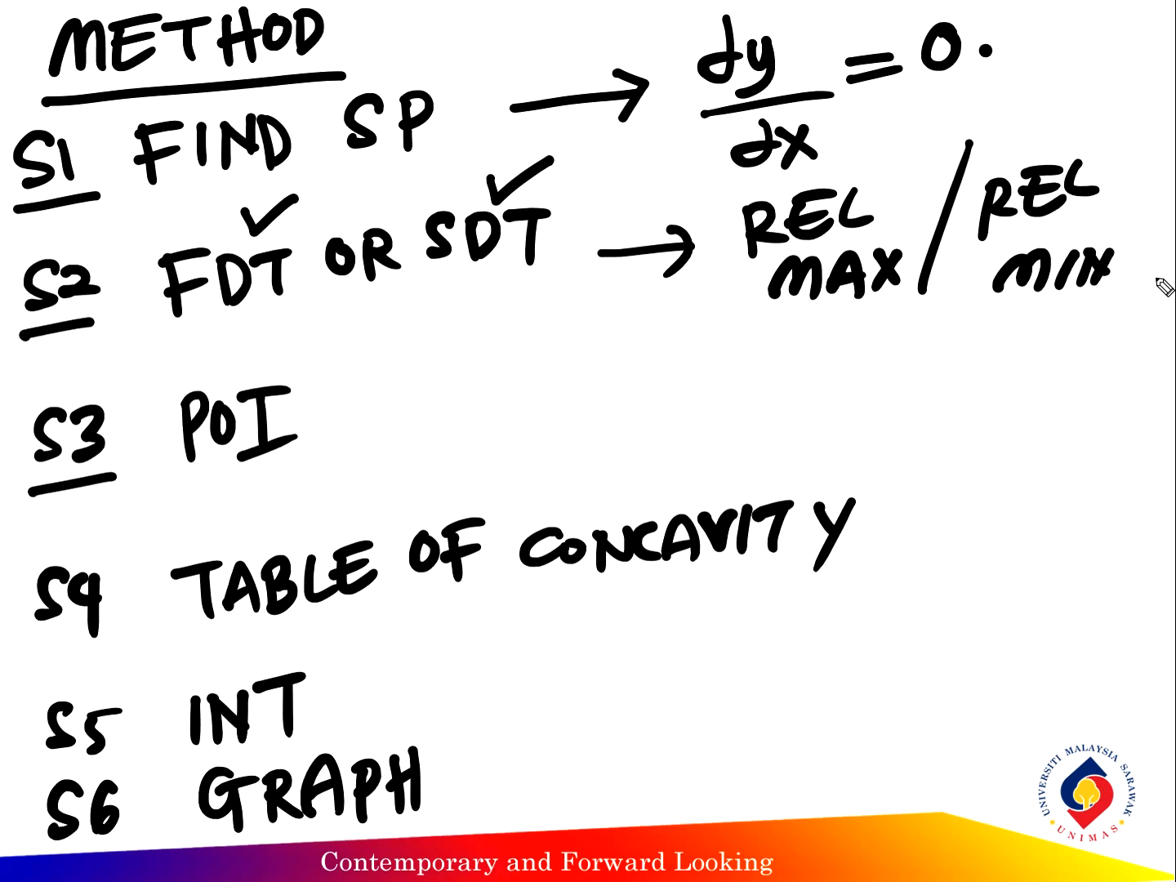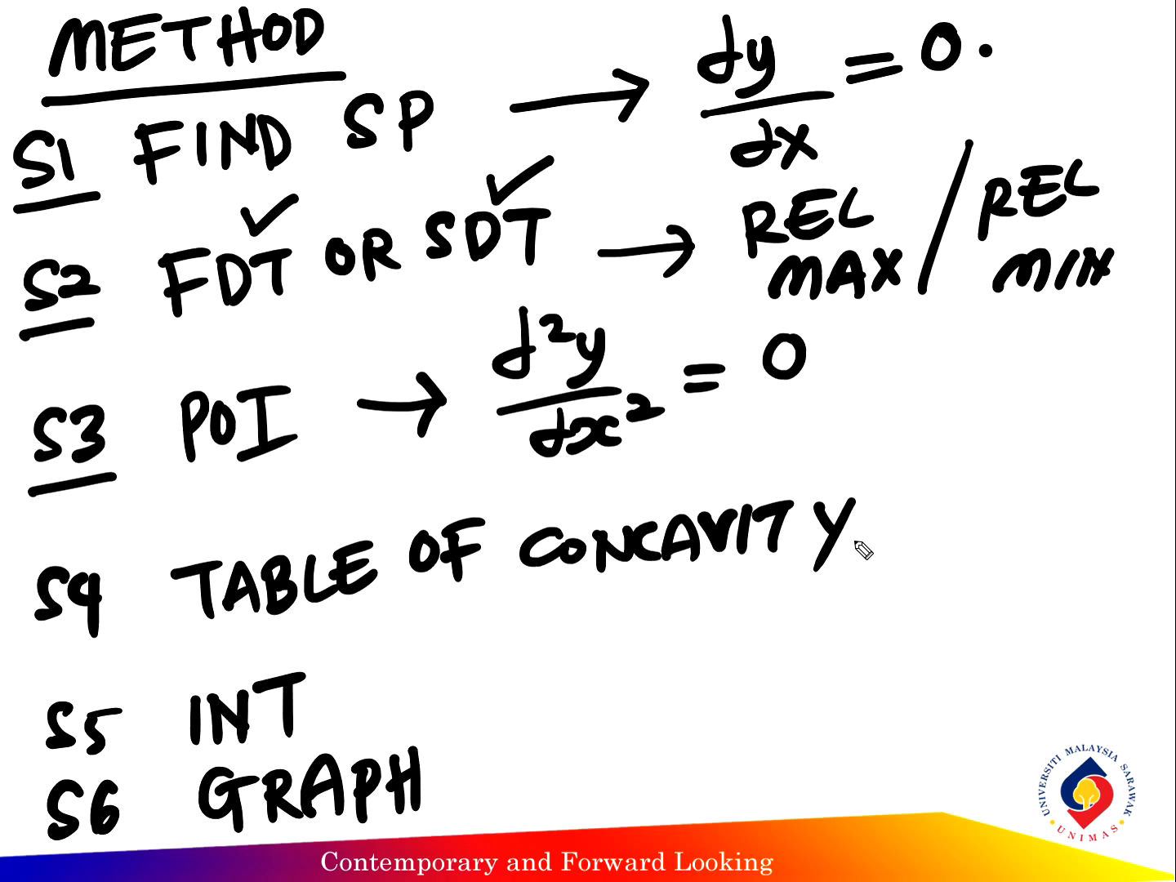Okay, step 2 and step 3, the inflection points. You let the second derivative equal 0 and you find the coordinates of the points. You find the value of x and the value of y. And step 4 here is the table of concavity. You check whether the graph is concave up or concave downwards. And step 5, you find the intercepts of the function, the x-intercepts and y-intercepts.